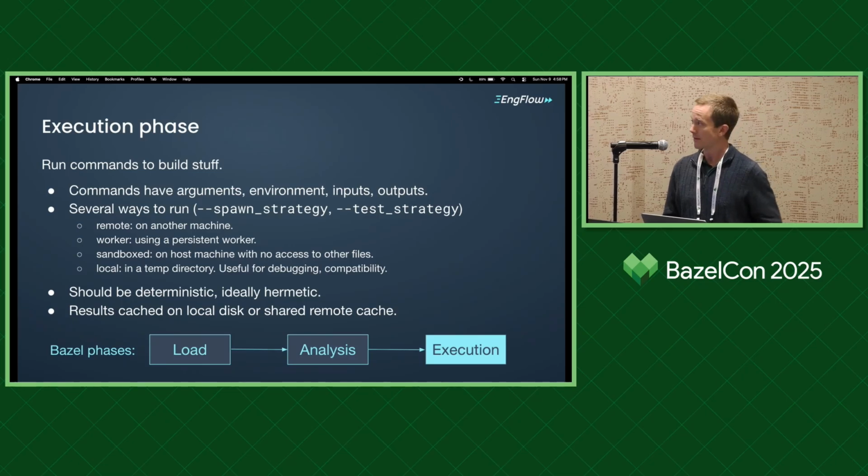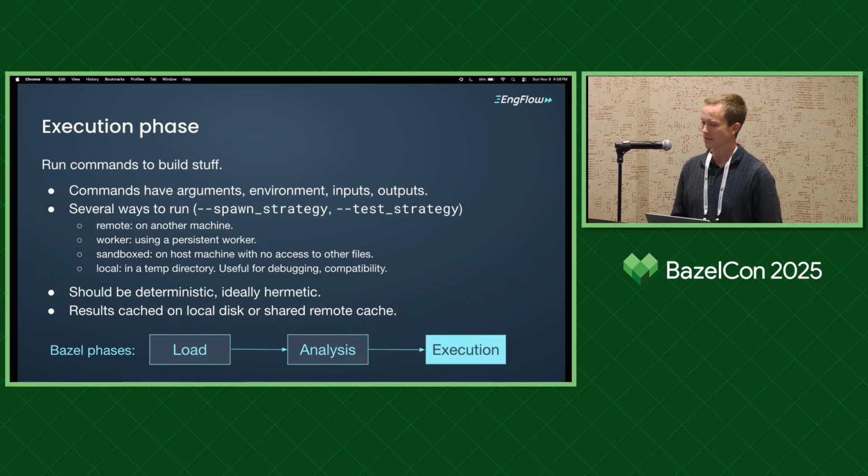And then the execution phase itself, this is when Bazel runs commands. So it has the full graph. It can tell what it needs to do. So the commands have everything. They have actual arguments. They have inputs, outputs. There are a few different strategies for running commands. You control this with Bazel's spawn strategy and test strategy flags.